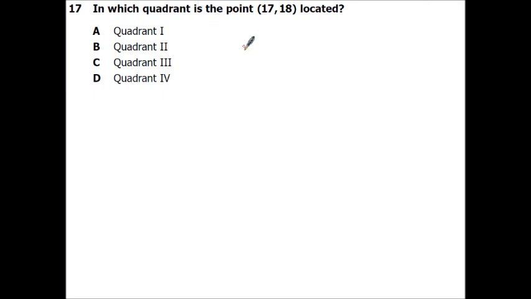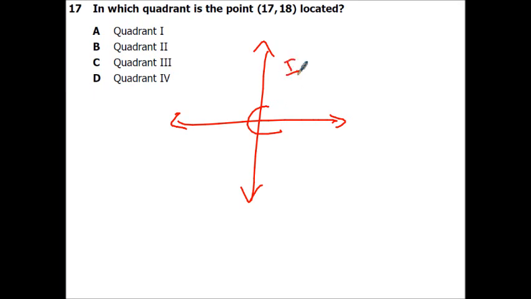All right, and which quadrant is 17, 18? So if we had our quadrant here, remember, you start, it forms a C. So quadrant 1, 2, 3, and 4 on your X and your Y. So 17, 18 is your X, 17 is your X, 18 is your Y.